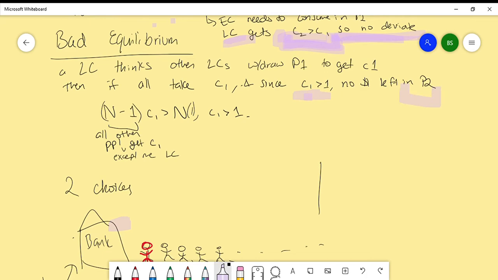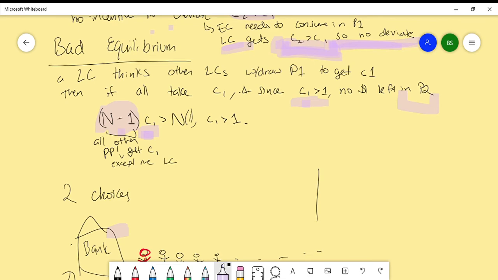So it's sort of to show that we have n minus 1. n is the total number of people, literally everybody else, and minus 1 means minus me. So all the late consumers and all the early consumers, all the other people, decide to get C1, right? And since C1 is bigger than 1, I don't really know why it matters whether C1 is bigger than 1 or not. But anyway, for whatever reason, if C1 is greater than 1, this will be bigger than n.